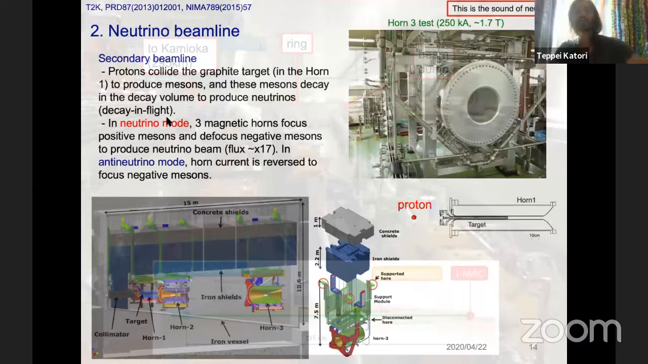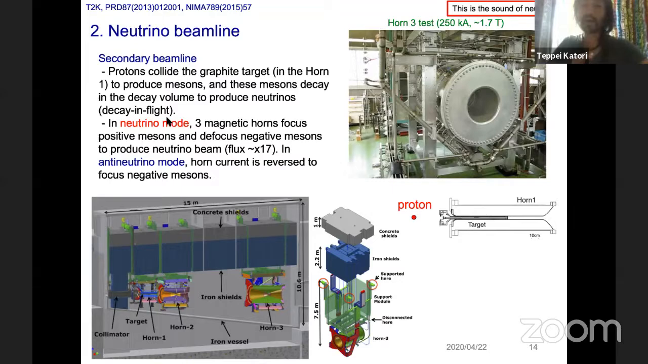So once the proton is extracted, now it's the secondary beamline, which is the generation of neutrinos. The way you generate neutrinos is the following. First the protons collide with the graphite target, and this target is located inside of the horn. This collision makes a shower of mesons, and these mesons decay to neutrinos.